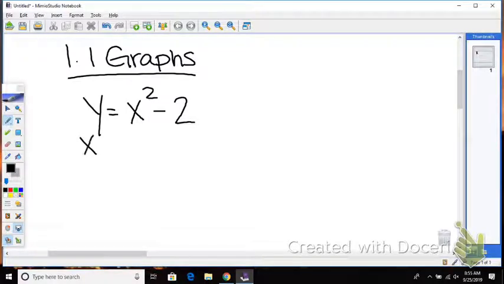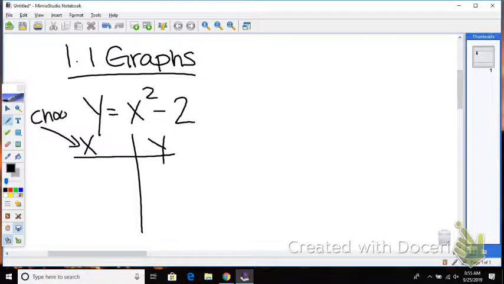So a good rule of thumb, you're going to choose your x's. These can be anything. They can be any number you want them to be. A good rule of thumb is to pick a couple negative, a 0, and a couple positive, just so you can see what's happening on both sides. So I'll say -2, -1, 0, 1, 2. I'm going to pick easy numbers.